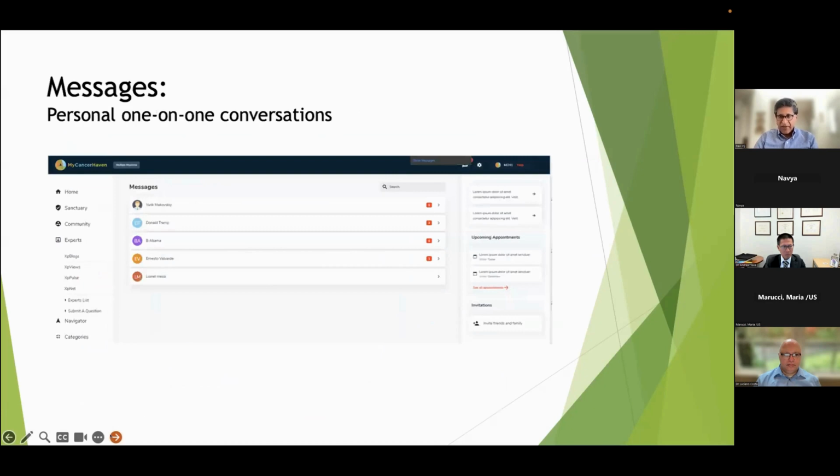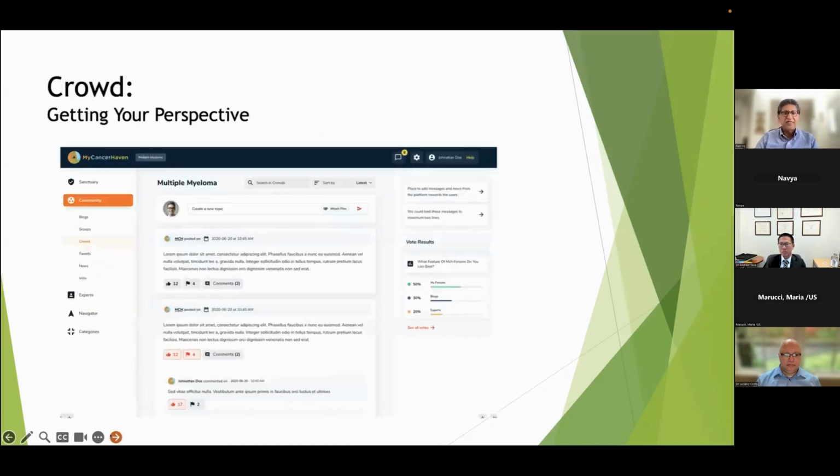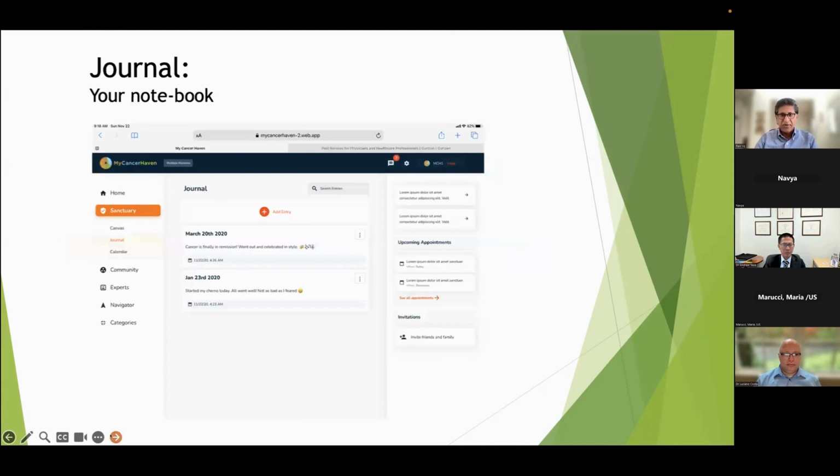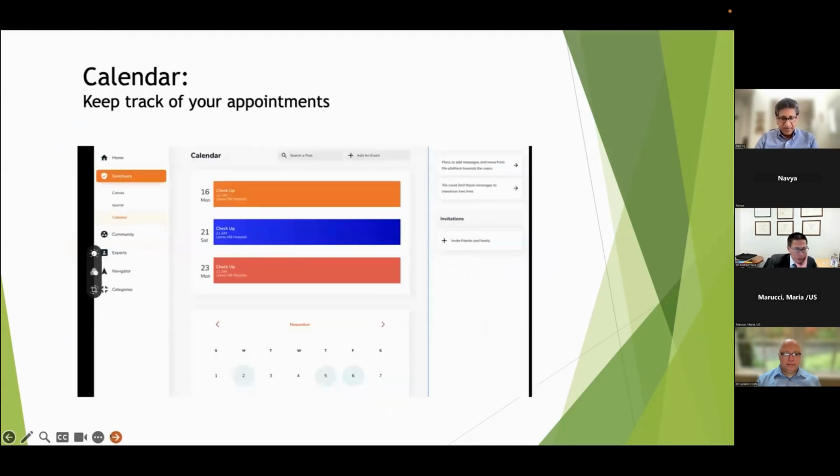Patients can message one-on-one. They cannot message healthcare providers or healthcare professionals, but can message other patients. We try to get the patient's perspective by posing questions to see what is of importance to the patient community. We also have a feature which we call the sanctuary, where patients can keep a private journal and also keep track of their appointments.